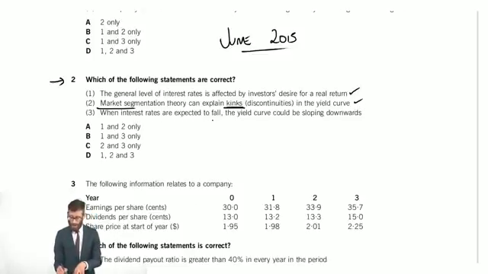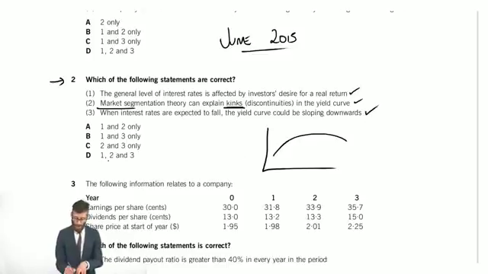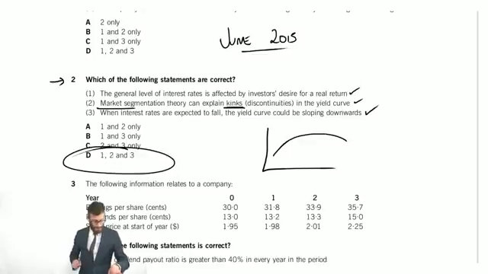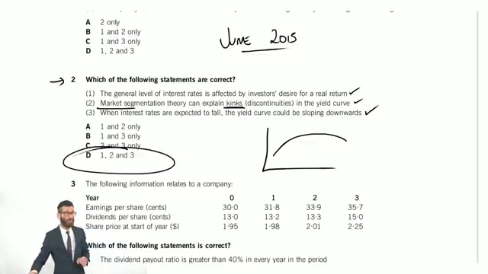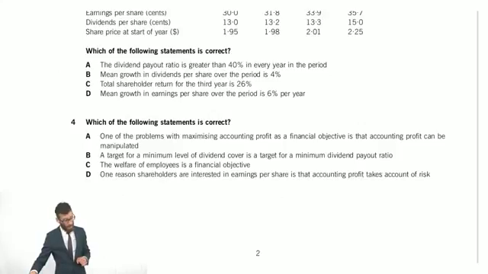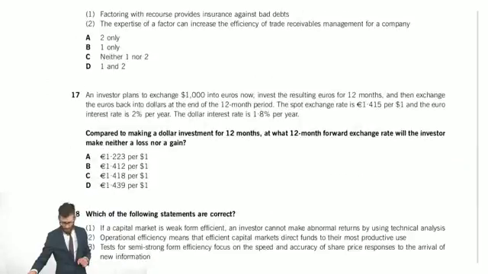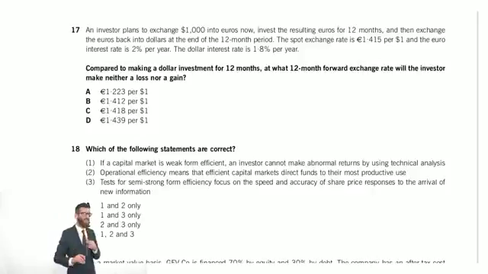Finally, when interest rates are expected to fall, the yield curve could be sloping downwards. Well, that's absolutely true. So the correct answer there is D, 1, 2 and 3. Staying with this paper, we're going to go to question 17. And I think I'd like you to have a go at that. Yes, because it's something we've done this evening. Have a look at number 17 and have a little attempt at it.